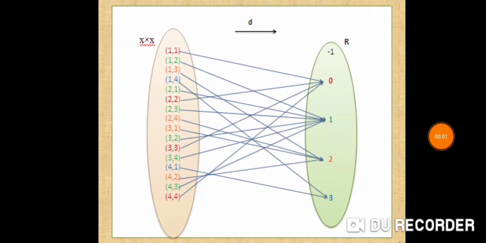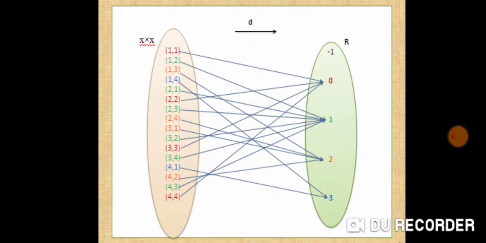To prove d is a metric on X, this d satisfies the conditions of a metric. First one, the distance between two distinct points is positive. Here, all the elements of the domain map to positive numbers only. Therefore, the first condition is satisfied.